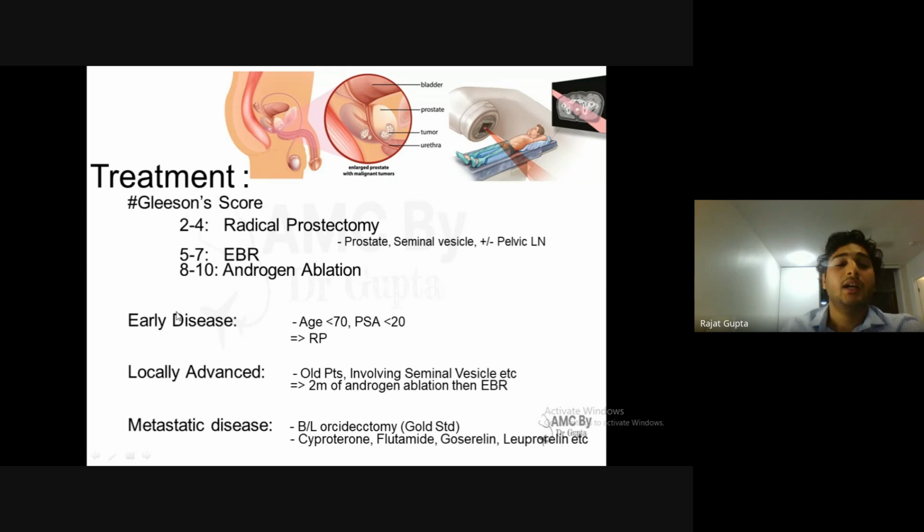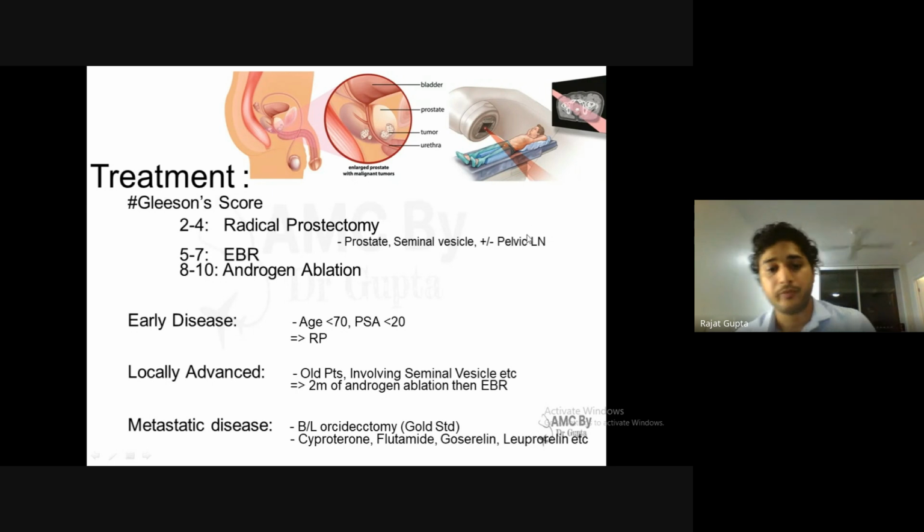Now the situation is, if the age is less than 70 and PSA is less than 20, we usually go for radical prostatectomy. And if it is locally advanced and it's an old patient involving seminal vesicle, we need 2 months of androgen ablation. Then we will go for EBR. Why? Because once we ablate the androgen, the growth of the cancer cell reduces, and there are better results after EBR. And if it is metastatic disease, we go for androgen ablation.